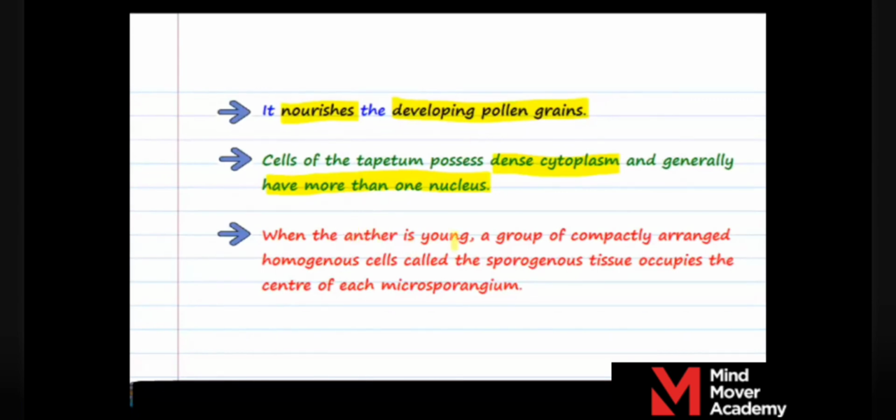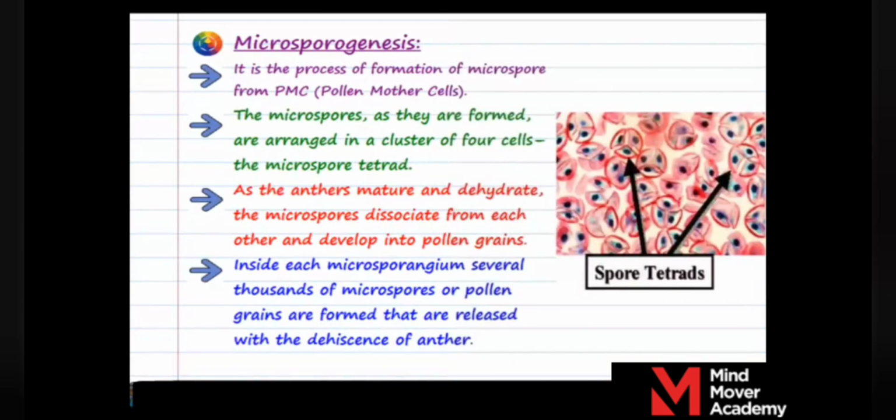When the anther is young, a group of compactly arranged homogeneous cells called the sporogenous tissue occupies the center of each microsporangium. So this is a characteristic of the young anther, which consists of sporogenous tissue. So those were the various structures that are involved in fertilization in case of a flower. Now we begin with the process of microsporogenesis. It's a very important process.